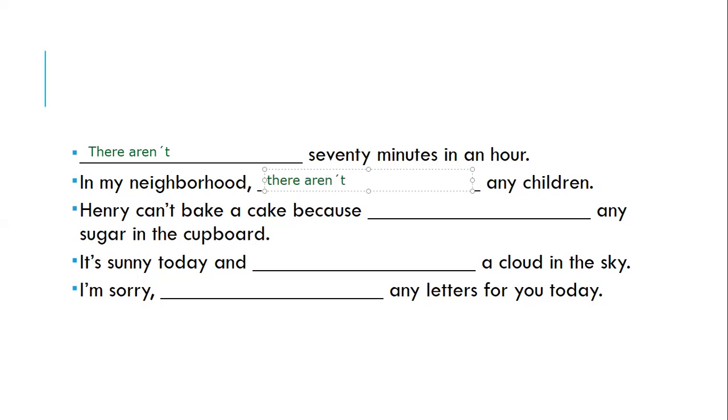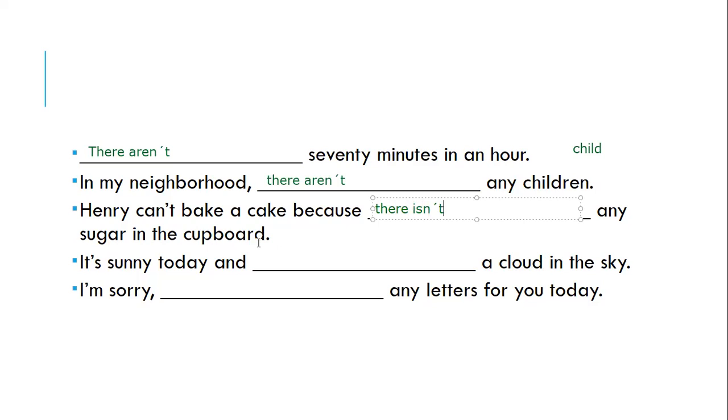Entonces, aren't. Be careful. Child is one. Child es el singular y children es el plural. Okay, so child is just one, and children, two or more. Okay, so here we have the next one that says Henry can't bake a cake because there are sugar in the cupboard. ¿Puedo contar el azúcar, sí o no? No. Entonces sería there isn't. Okay, there isn't any sugar in the cupboard.